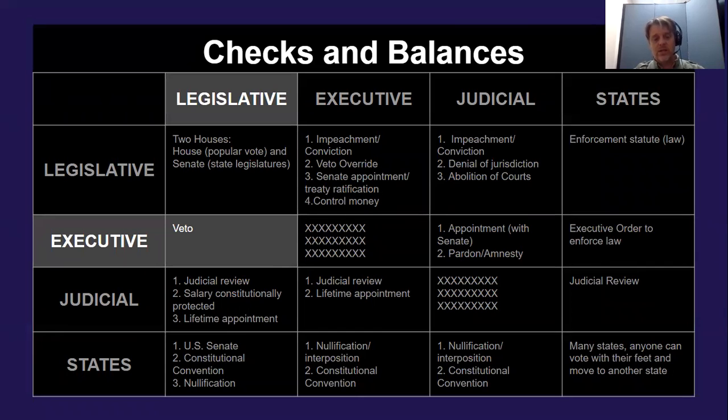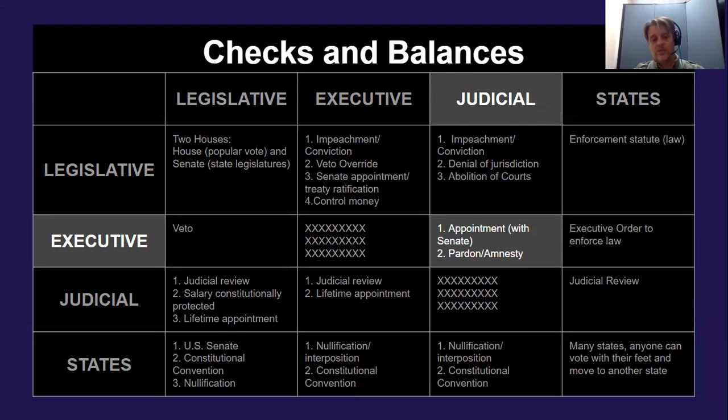The executive, president, they can check Congress through a veto. Can't check themselves. And the way they work with the judicial is the president appoints judges, and then the Senate approves those judges. And then the president can also pardon. So even if a court convicts someone of a federal crime, the president can overrule that conviction and pardon them. And that happens fairly regularly. And then usually at the end of a presidential term, it happens a lot. There's usually a few dozen pardons that come through at the end of a president's term.